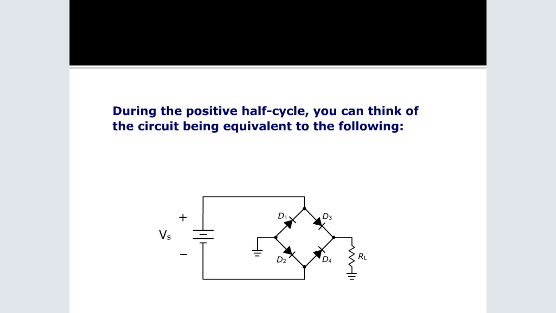So during the positive half cycle, the circuit extraction should look like this. Pay attention to that. So that will dictate which diodes are conducting.